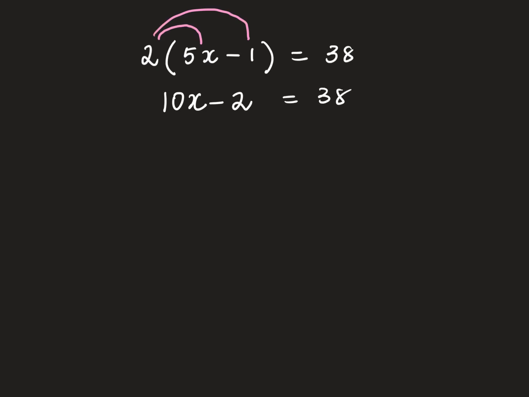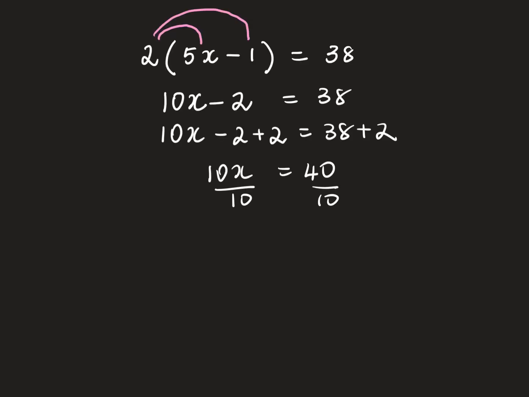Now, once we can expand brackets, solving equations that have got brackets isn't too bad. If I've got 2 lots of 5x minus 1 is 38, what do I say? First thing I'm going to do, expand. 2 lots of 5x is 10x, minus 2 lots of 1 is 2, equals 38. What do I do next? I just solve it like I would normally solve it. Divide by 10, cancel, x is equal to 4.